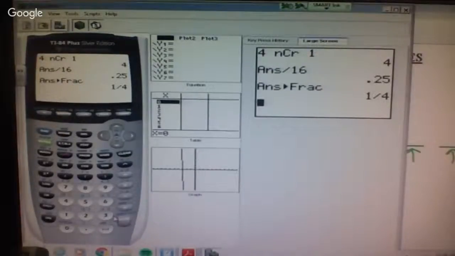Now, because this is going to be a take-home test, while I sent you the virtual calculator, if you leave it just as 4C1 over 16, I will take it. On Canvas, you now have a virtual calculator that you can download onto a computer. And it is literally your calculator on your computer screen.